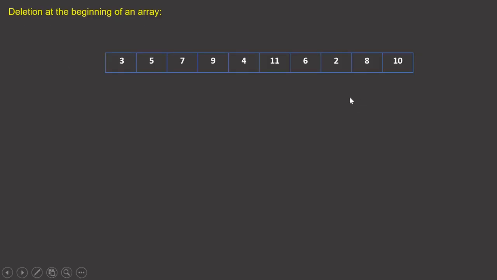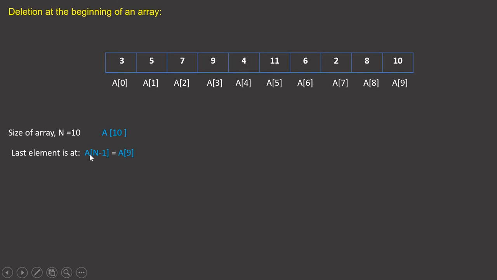Let's say we have this array which is already full, and we want to delete from this array. As you can see, there are 10 elements inside the array, and the indexing will start from 0 to 9. So to store the size of the array, we are going to use a variable n, which is equal to 10. But n being 10 doesn't mean the value actually exists at index 10, because the indexing starts from 0, so the last index will be 9. So the last element will be at n minus 1, which is a9.